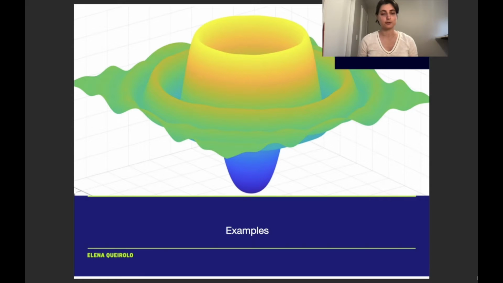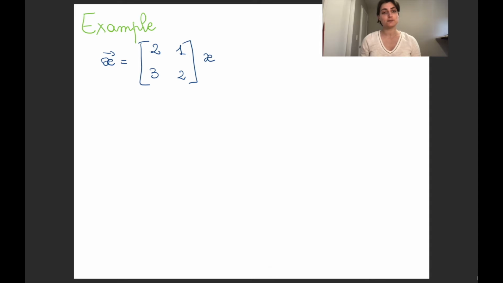Let's look at a lot more examples because there are a lot of different cases that we can see. Up to now, we have found multiple cases in which the two eigenvectors had one positive eigenvalue and one negative eigenvalue. This is called a saddle node. There are other cases.